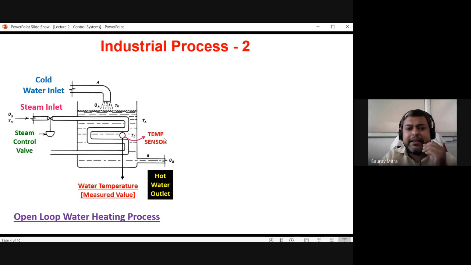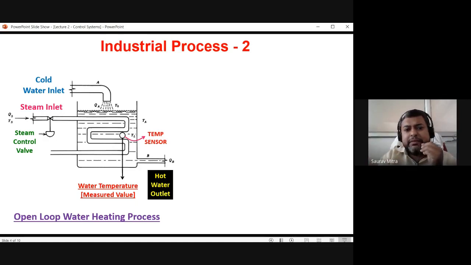Sometimes it happens that very hot water is coming. Say this hot water is being used for bathing, and very hot water is falling on our body through the shower and burning it. But we cannot control it because there is no control on the steam control valve. Once it is opened, it is opened. It will always be giving steam inlet to the water. So this is actually called an open loop water heating process.